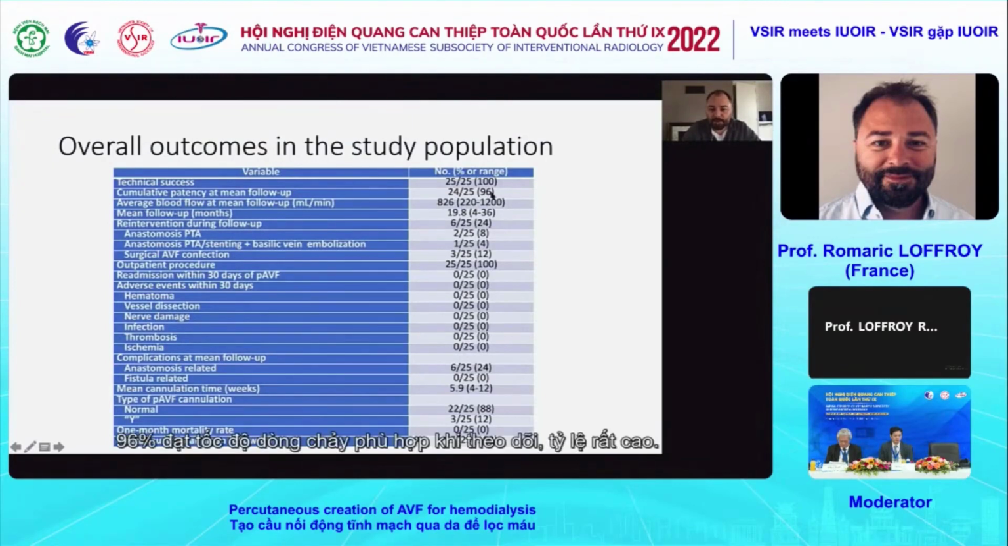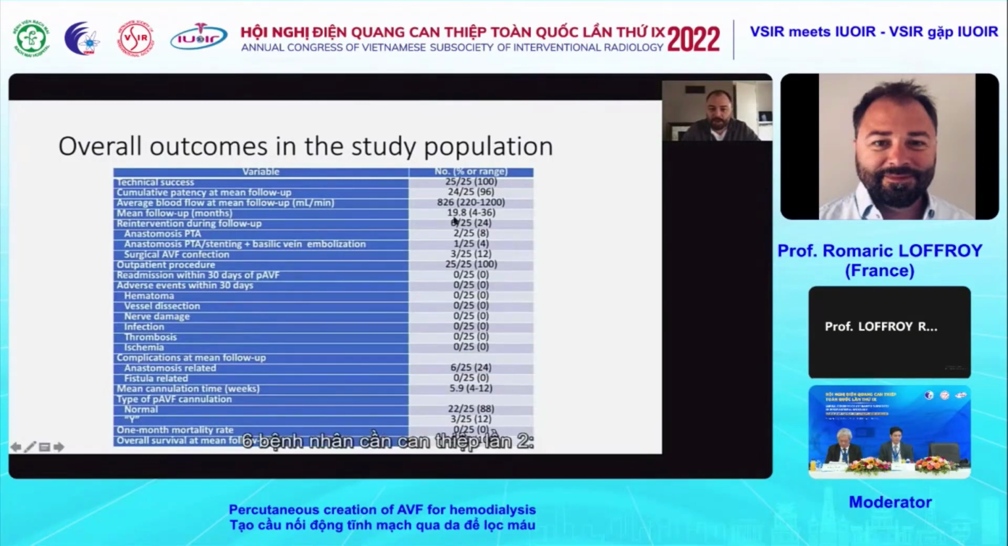Cumulative patency at mean follow-up, 96%, very high. Average blood flow at mean follow-up, more than 800 milliliters per minute, as you can see, which is quite interesting after almost 20 months of follow-up.